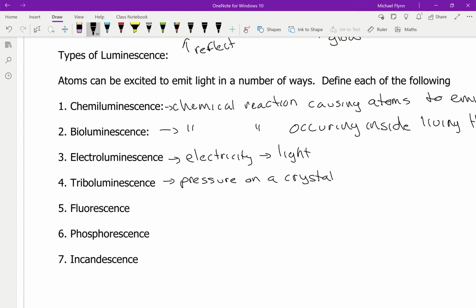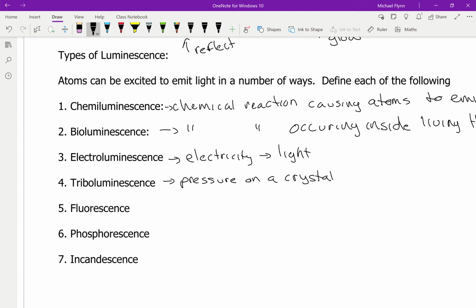One is by chemical reaction, and that could occur in just a regular chemical like a glow stick, and it could also occur in a living thing like a firefly. So that's chemiluminescence and bioluminescence. They're really both chemi. It's just that chemical reactions that occur in a living thing, we call bioluminescence. Now, electroluminescence is when we use electricity and pass it through something to create light. So electricity passing through things can make them glow, and that is called electroluminescence.